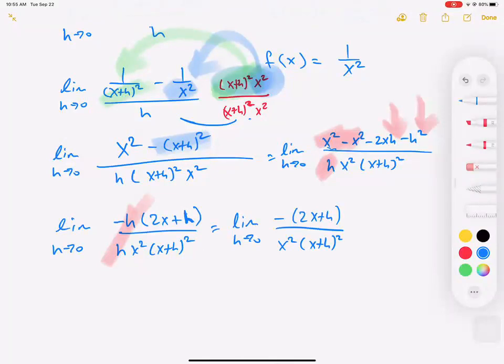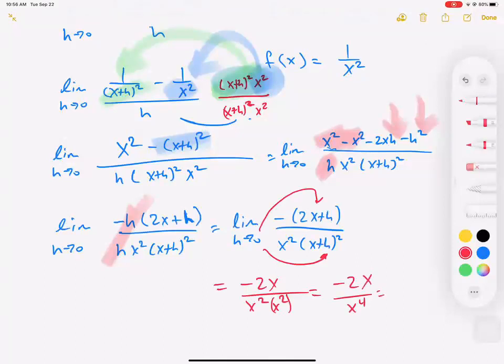Just as a reminder, I need to keep reminding this: if I plugged in the limit, 0 over 0, we would have died there. It wouldn't have worked. But after we divide the h, hey, there is no 0 over 0 anymore. That's gone, so we can plug in freely. Let's go and plug in 0, and we're left with negative 2x over x squared times x squared, which becomes negative 2x over x to the 4th, which is negative 2 over x cubed.